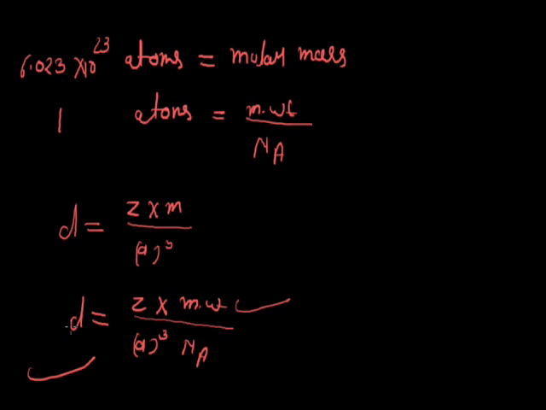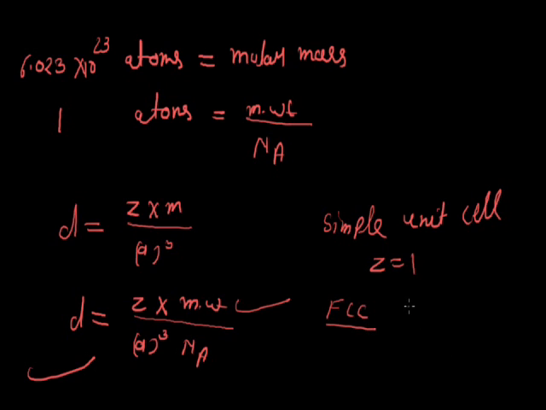So if we know the density, edge length and number of atoms, now by using these three, since Avogadro number is always constant, we can decide the molecular weight of any atom. Thus the value of Z depends upon the type of unit cell. In the simple unit cell, Z becomes 1. If we take the FCC unit cell, face centered, then Z becomes 4. And if we take BCC, body centered, then Z becomes 2.